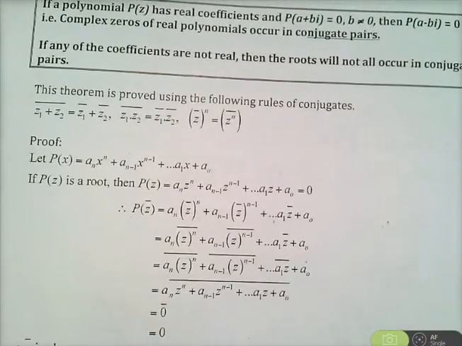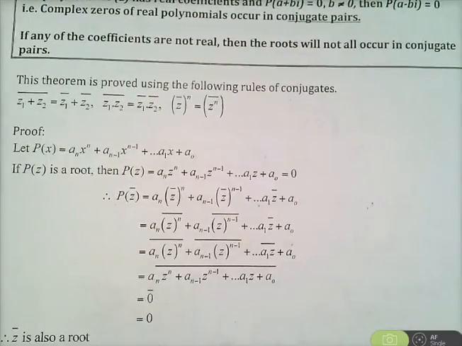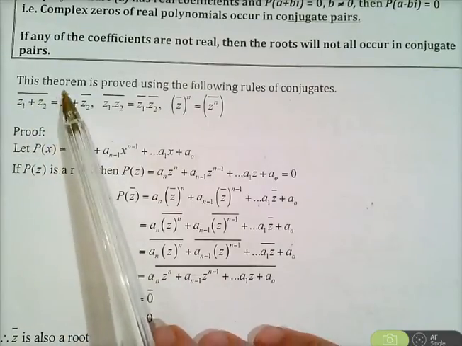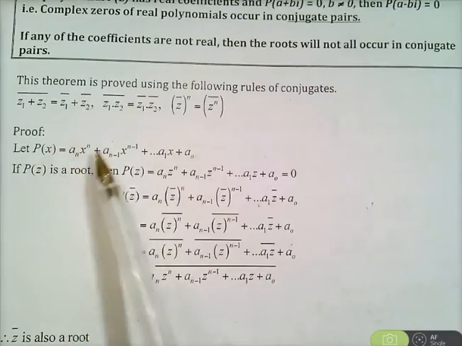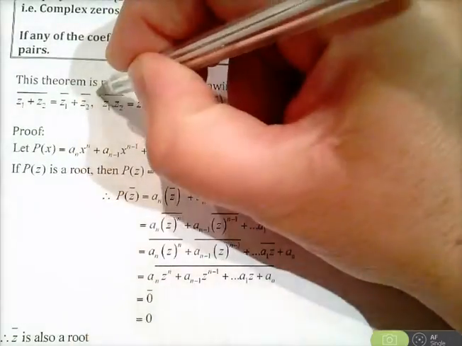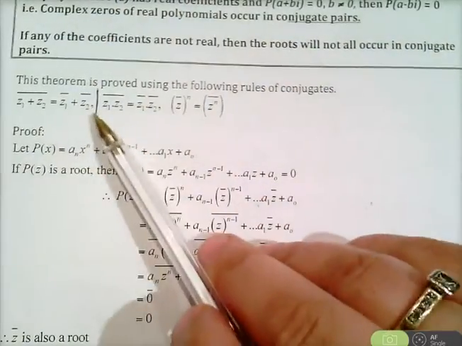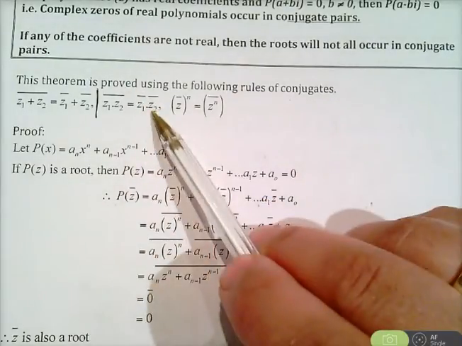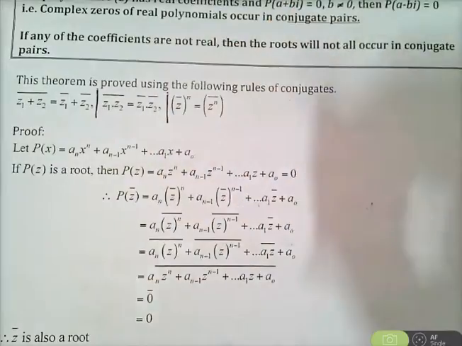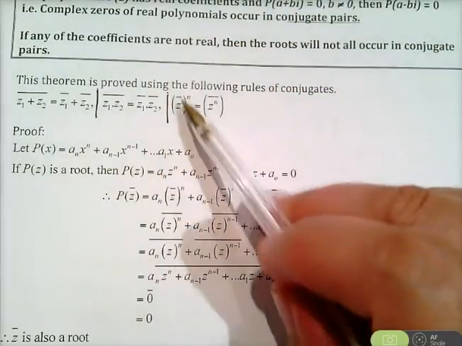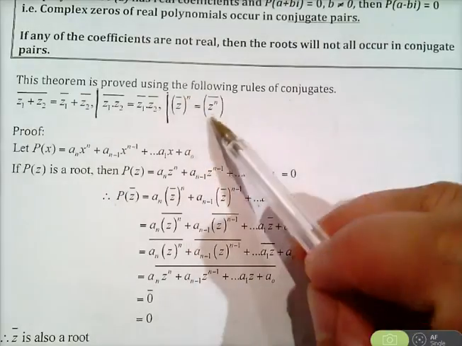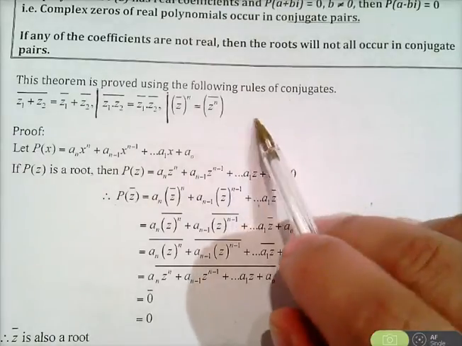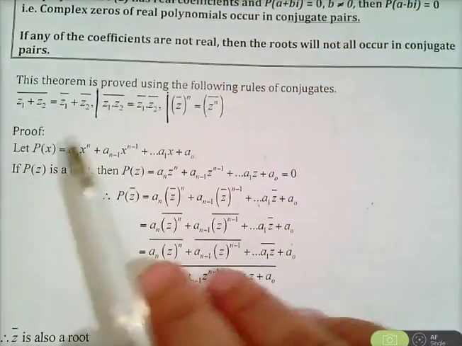Now we can prove this as follows. Proof of this theorem. Now the conjugate of z1 plus z2 is equal to the conjugate of z1 plus the conjugate of z2. We also know, separate to this, that the conjugate of z1 times z2 equals the conjugate of z1 times the conjugate of z2. And another rule of conjugates is that the conjugate of z, all to the power of n, is equal to the conjugate of z to the power of n. So using those three rules, let's make sure you divide those up. Let's look at our proof.